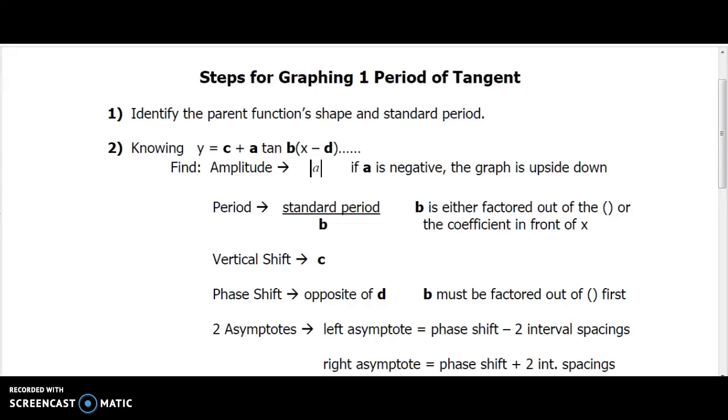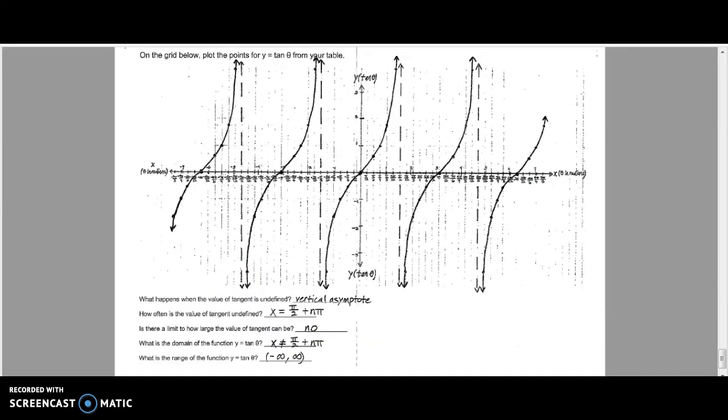So you already have a copy of the steps for graphing one period of a tangent graph, and it's on the back side of the sheet that had the steps for graphing one period of a sine and a cosine graph. Looking at the steps, again, there are a lot of similarities. The first step, when you're looking at what equation you're graphing, is to identify the parent function shape and standard period. So, for tangent graphs, if we refer back to our initial activity in this unit, this is what the standard tangent parent graph looks like.